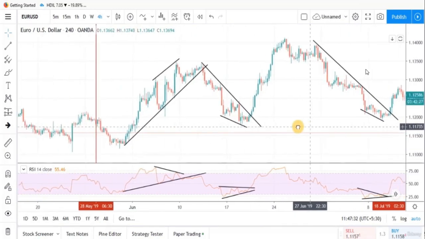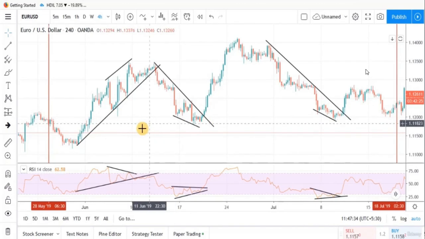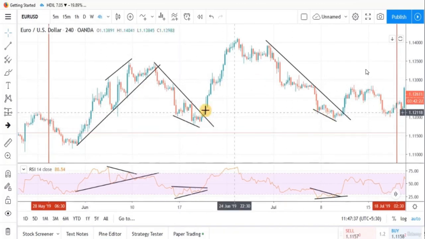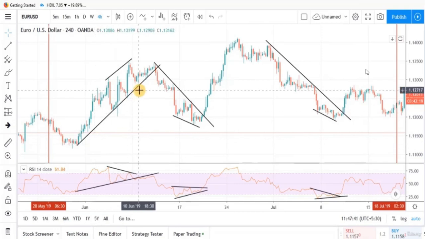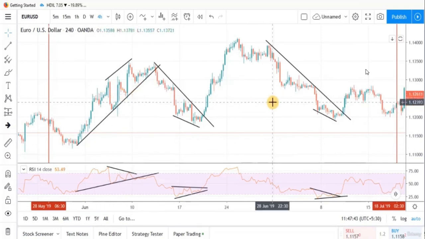So in this chart, within this mentioned range, there are two buy signals that are valid signals with divergence strategy and one sell signal that is a valid signal with divergence strategy.